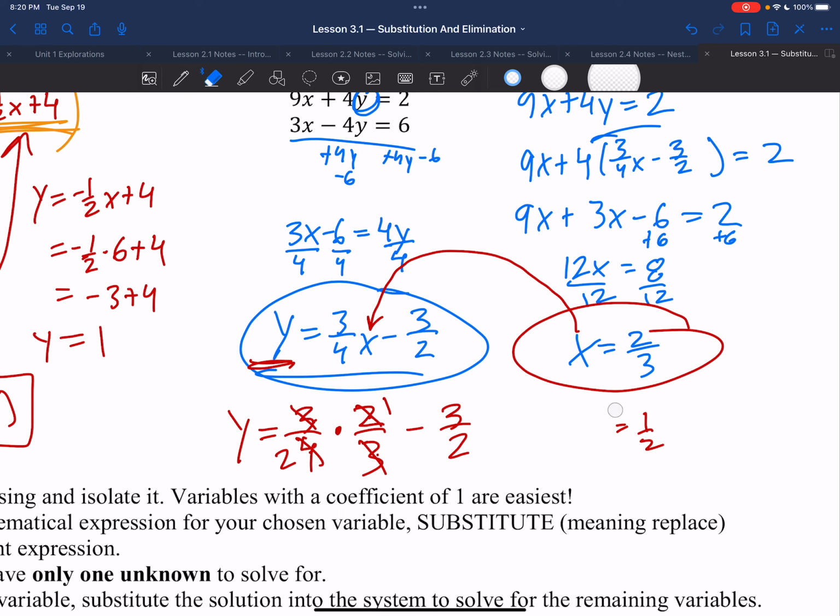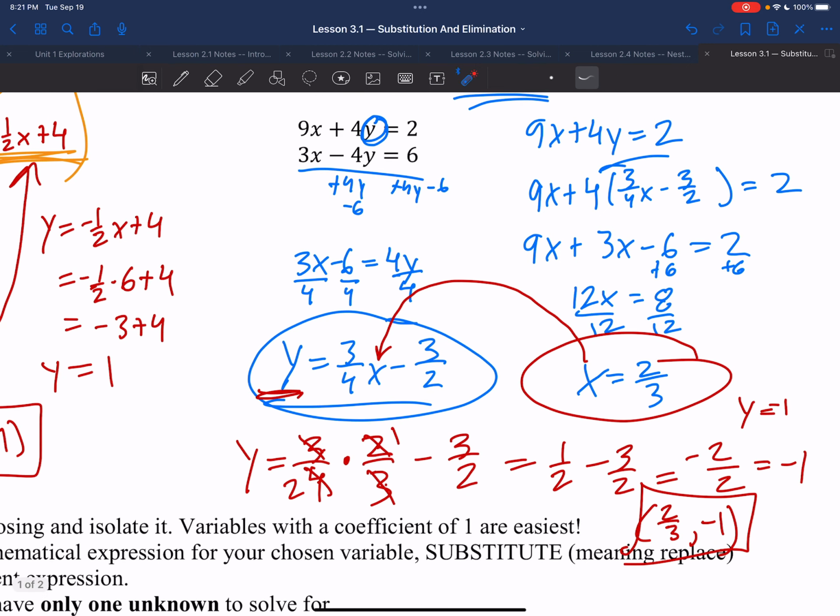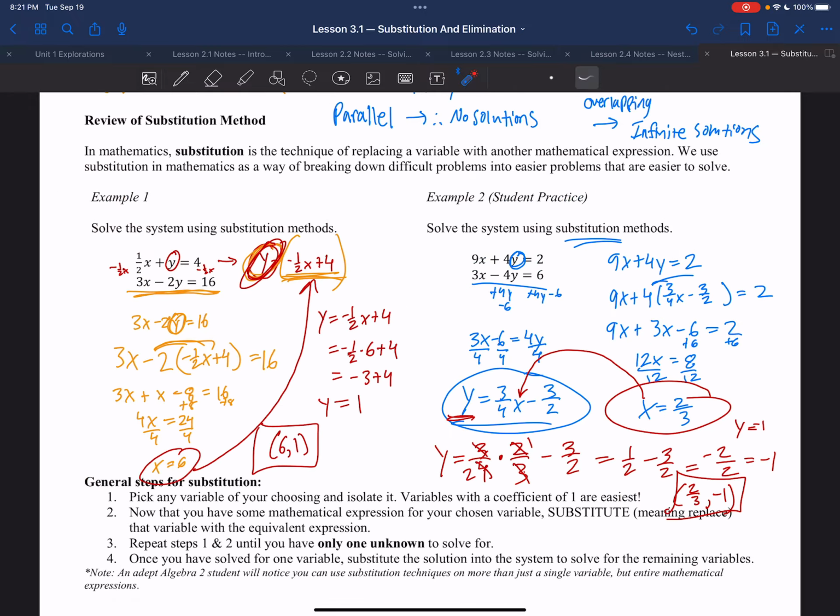Either way, you're going to get a half, however you like to approach that. 1/2 minus 3/2. Well, 1 minus 3 is -2. So that's -2 over 2, which is just -1. So y equals -1. That means my solution is 2/3, -1. And that ordered pair makes both equations true. Both that choice for x and y make both equations equal what they say they do. All right. And that's that.